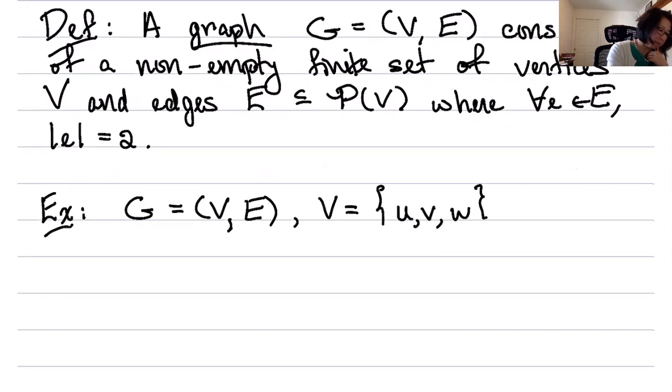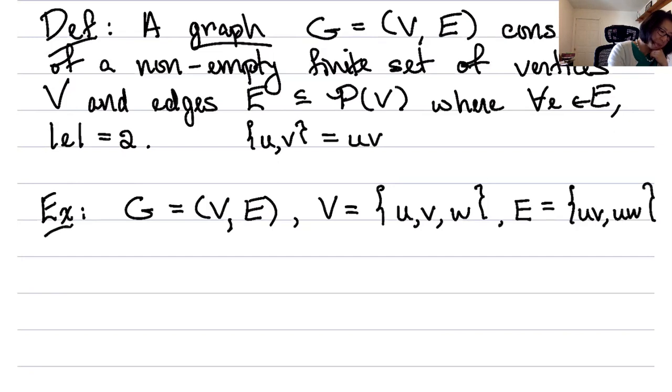So there are 3 vertices. And my edge set. Typically, instead of writing UV for an edge, that's an L. So UV would be a set of size 2. For shorthand, we're going to write it like UV. So my edge set maybe is going to be UV, UW.